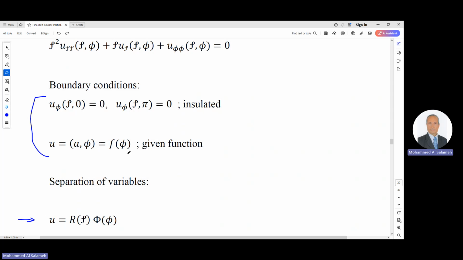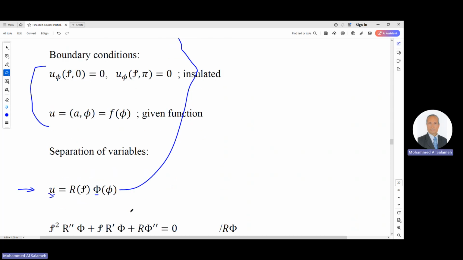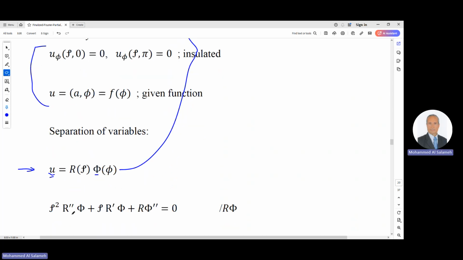Now the second step is to substitute this assumption in the partial differential equation. So rho squared, we derive this u twice with respect to rho, plus rho, and we derive this u once with respect to rho, plus we derive it twice with respect to phi. The result is this: rho squared R double dash phi plus rho R dash phi plus R phi double dash.